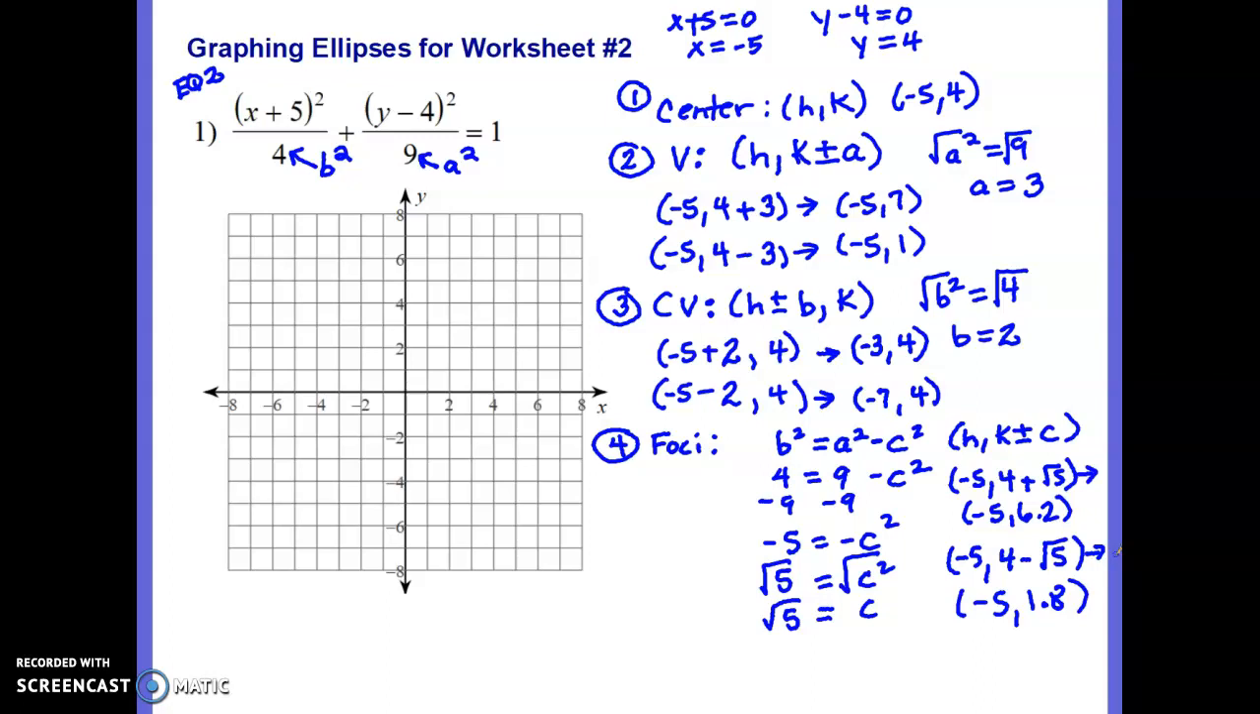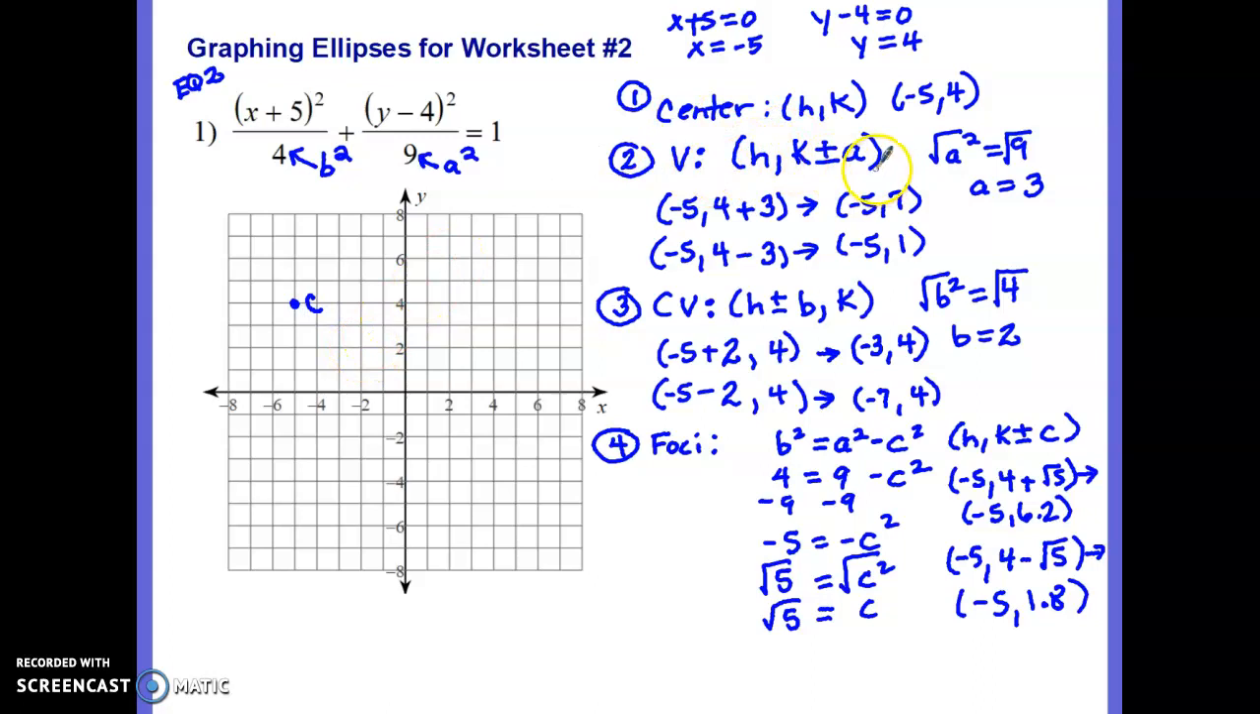Now, since y is going to be the major axis, this is going to go up and down. So let's go ahead and graph our center first. So my center is -5, 4. So -5, up 4, 1, 2, 3, 4. There it is. There's your center.